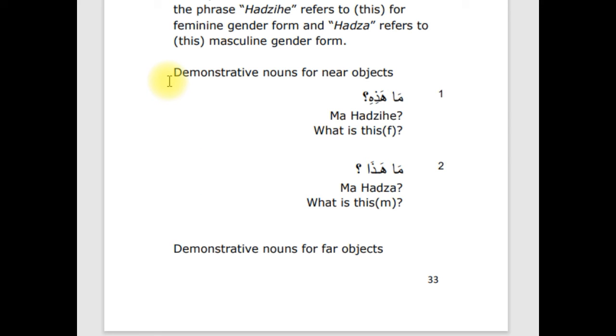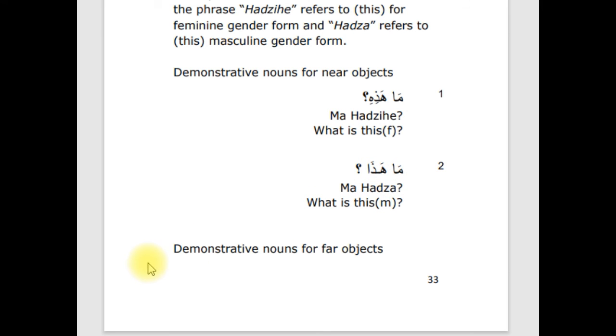Demonstrative nouns for near objects. ما هذه? What is this? It means something near. ما هذا? What is this?